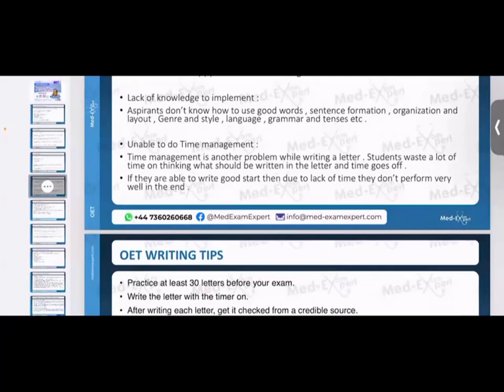If they are able to write a good start, then due to lack of time, they don't perform very well in the end. So for those students who waste a lot of time thinking, even if they start very well, still they can't complete the letter, and this will result in their failure.